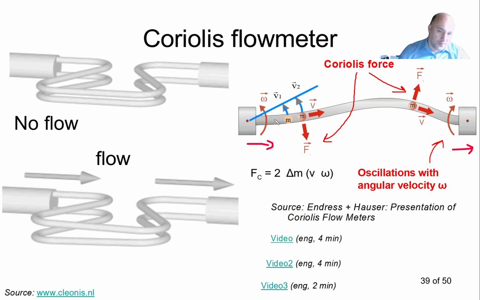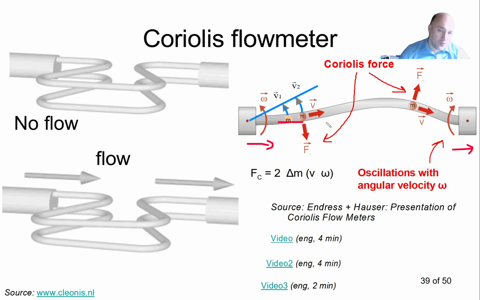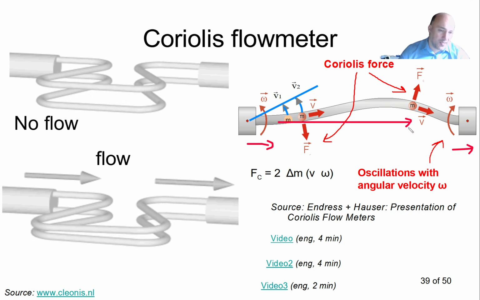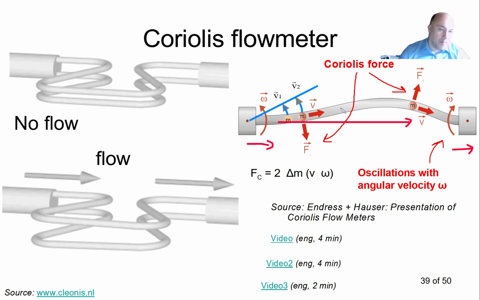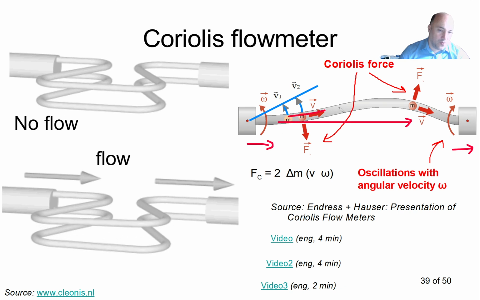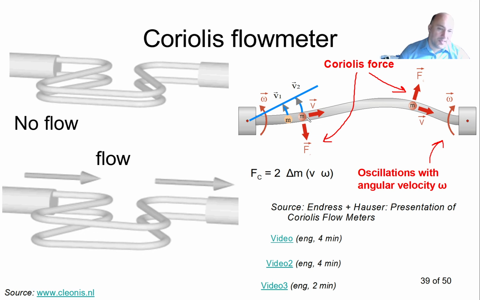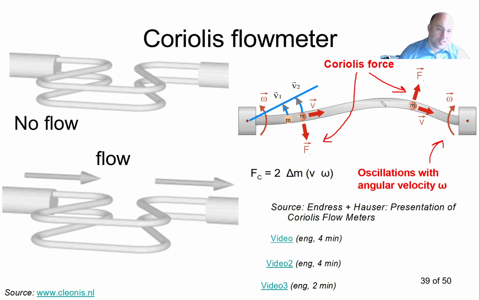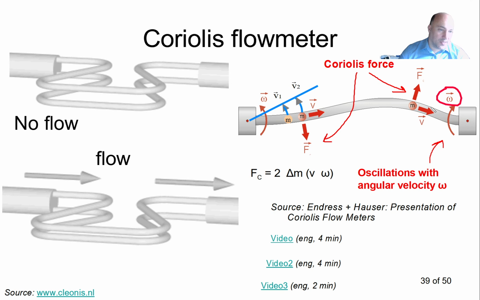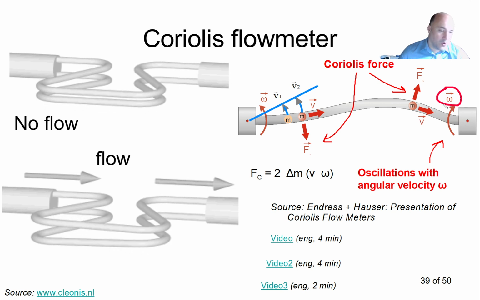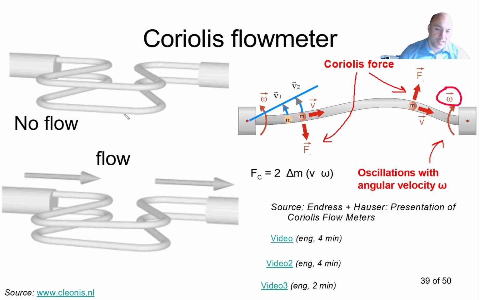Now the liquid is flowing. It tries to flow in a straight direction, so it would like to flow straight in that direction due to the inertia. But my pipe is bent like that, so it has to flow along the pipe. Now what we do is that we also impose an oscillation of this pipe, and this is shown here with the omega. So we impose some angular velocity omega. You can see that here in this animation.